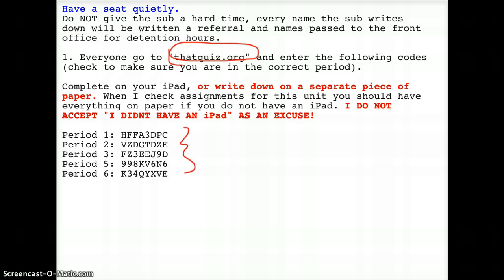Go ahead and open up your Pearson app. Pause the video if you need to. I'm going to go through it anyways. On your iPad, you're going to go through the Pearson app. You're going to have to kind of go back and forth because the computers are going to be used in a different classroom. You should have your iPad with you.